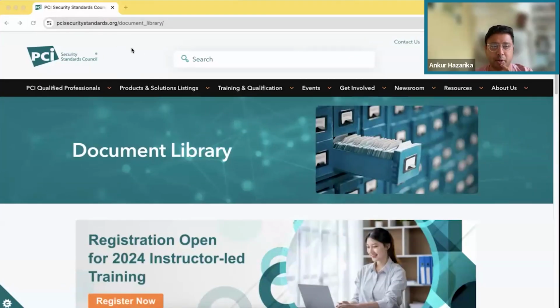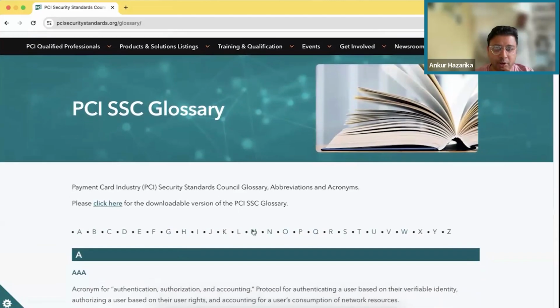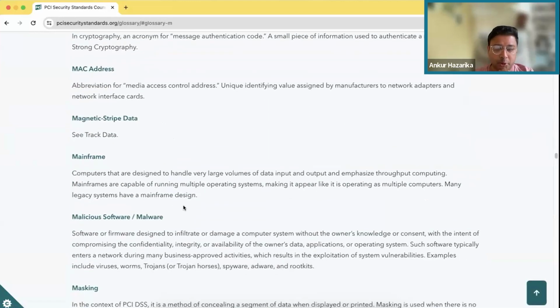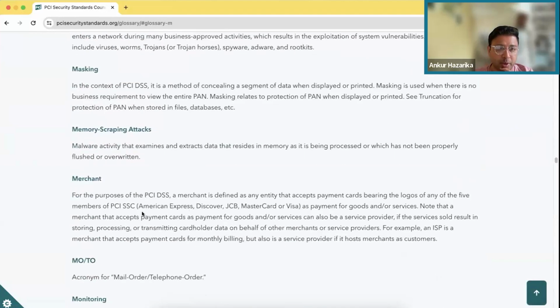So I'm going to share my screen here, and I have the PCI SSC's website open. We can of course search directly from here, but let's go to resources, where you'll see the glossary. So I'm looking for the PCI SSC glossary. If you click on M, you can do a Control F or Command F, depending on your operating system, to search for merchant. But you can also just scroll down a little bit, and the definition of merchant is available here.